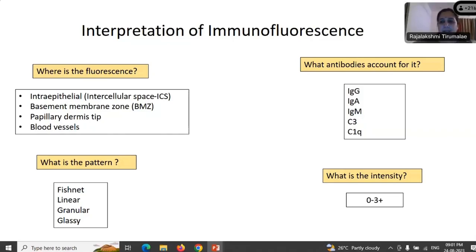So whenever we interpret DIF, there are 4 questions that we ask ourselves. Where is the fluorescence? What is the pattern? What antibodies account for it? And what is the intensity? The intensity is less important in this context.